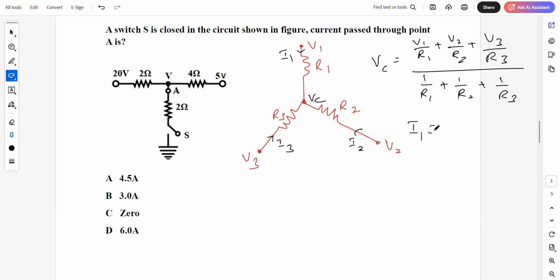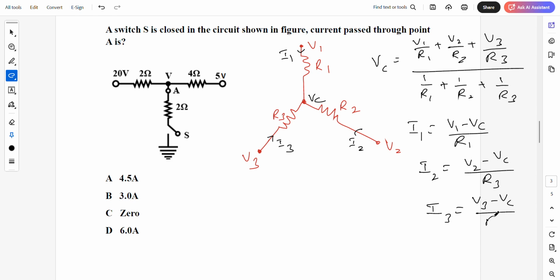I1 is equal to, see, current always flows from higher potential to lower potential, so I1 is V1 minus VC by R1. What is I2? V2 is the higher potential because the current is flowing from V2 to VC, so I2 is V2 minus VC by R2. I3 is V3 minus VC by R3.